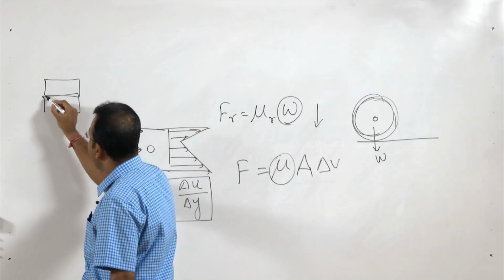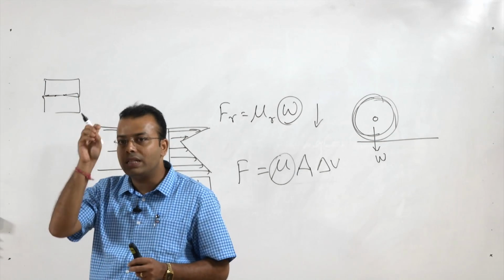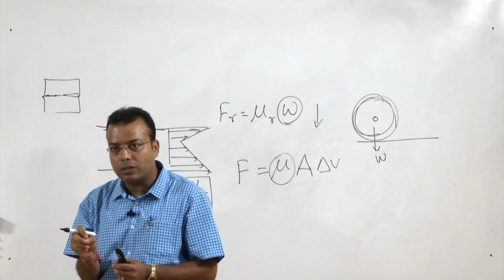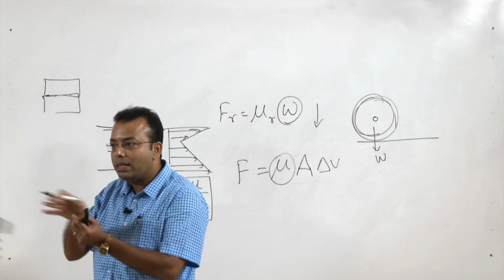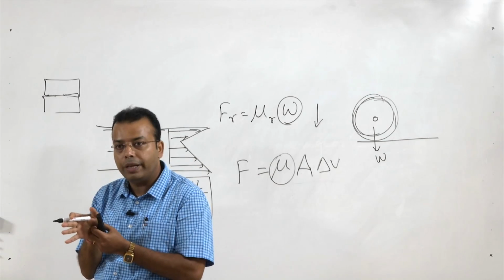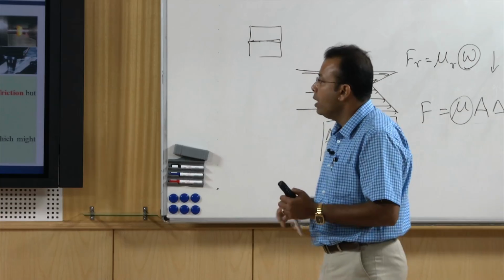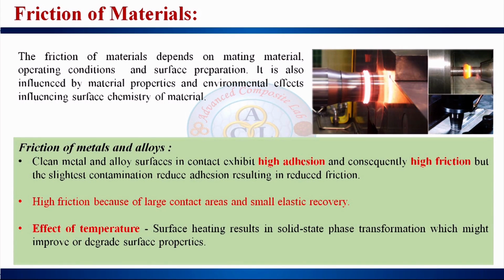And if between these surfaces I put certain kinds of fillers of very small size, or dust particles, or any kind of lubricants, then automatically the sliding between these two will increase, so automatically the friction force will be reduced. Then the second one is called high friction because of large contact areas and small elastic recovery.